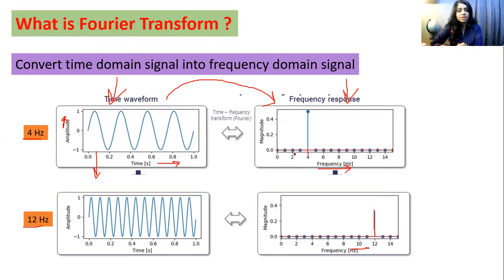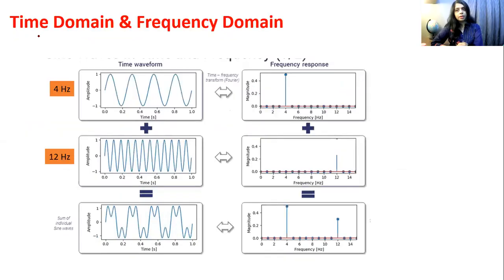Why? Because it is very easy to represent and understand in frequency domain than to work in time domain. Now let's take an example. As we said, we have one waveform with frequency 4 Hz. We have another waveform with frequency 12 Hz. Now let's add these two signals in time domain. When we add these two signals in time domain, it will be represented something like that.